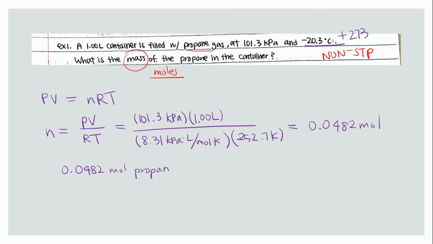Propane moles times the molar mass, which is 44.097 grams per mole. Then you get the answer of 2.13 grams propane.